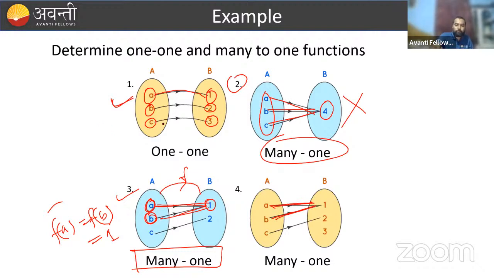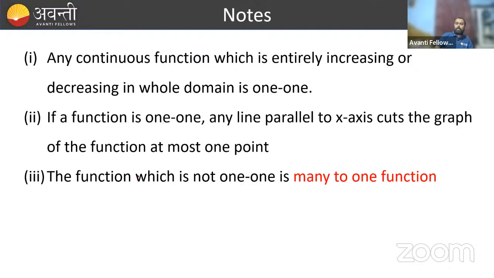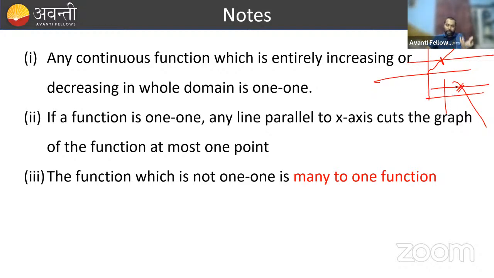Let's move. Okay, these are a few things we have already discussed. Any continuous function which is entirely increasing or decreasing is 1-1 in its whole domain. We have already discussed these things using the graphical method. If the function is either increasing or decreasing, then if we draw a horizontal line, it will intersect the graph at a single point. Then the function will be 1-1.